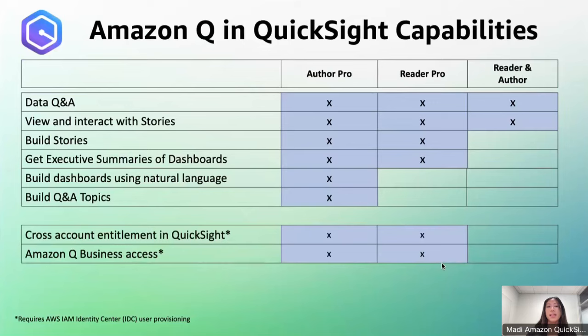Okay, and then again, here's kind of a breakdown of each capability that crosses over into the different roles. So we have reader and author. You get data Q&A and interacting with stories. Reader Pro, the build stories and executive summaries, and then Author Pro, all of those plus building dashboards with natural language and building the topics. And then if you also have IAM Identity Center, Author Pro and Reader Pro will get you cross-account entitlement in QuickSight and Amazon Q business access.